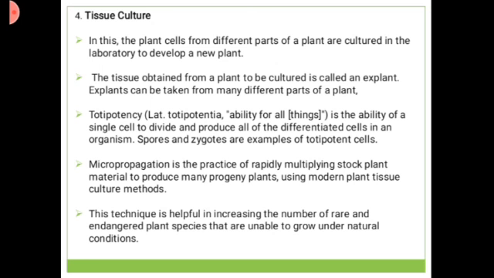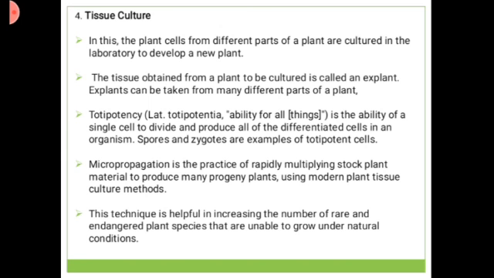The last type of vegetative propagation is tissue culture. So what is tissue culture? Tissue culture is a technique in which the plant cells from different parts of the plant are cultured in a laboratory to develop a new plant. The plant tissue that needs to be cultured is called the explant. It means from a single cell a whole organism is formed.